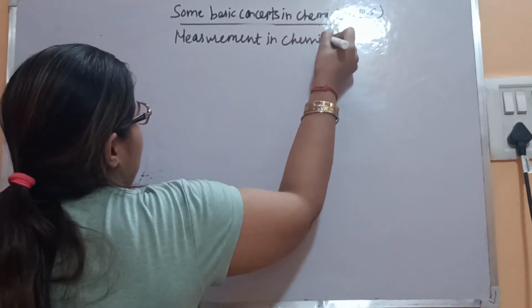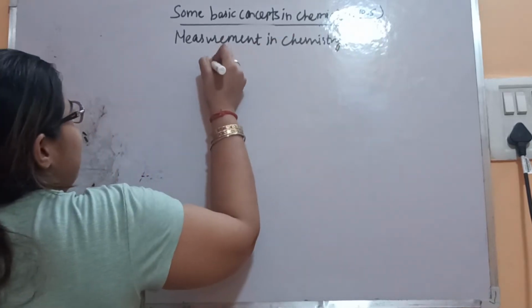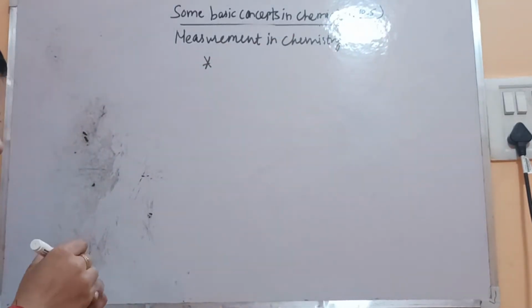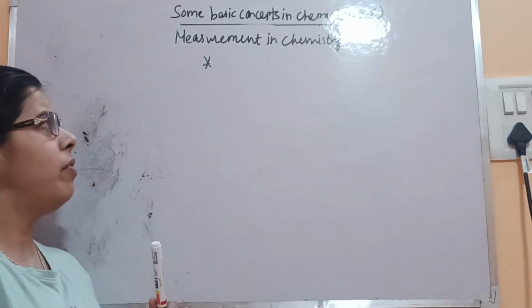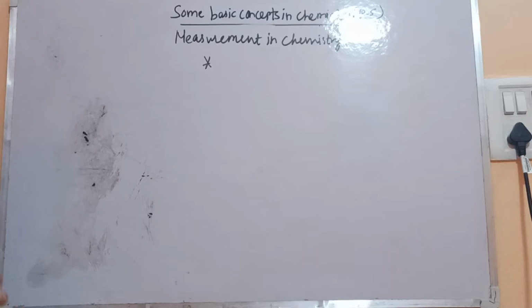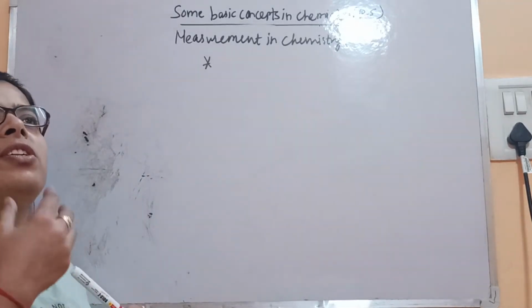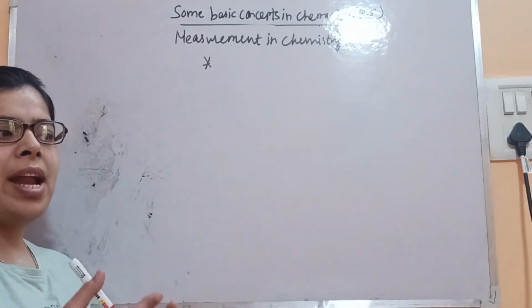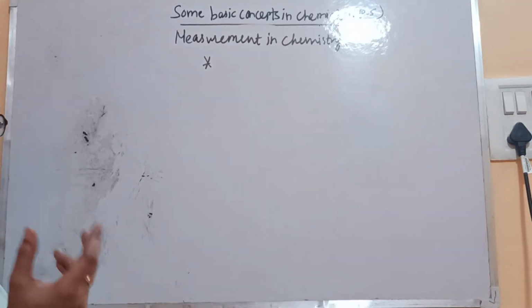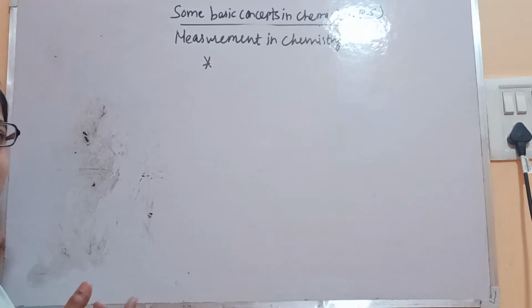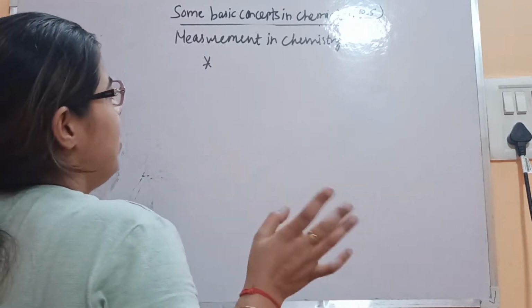So measurement in chemistry depends upon two factors, because while working in the laboratory we need to measure so many things, like the volume and the mass. For that, two things are required: whether we are reporting the exact result or doing something wrong, and what about the apparatus that we are using. So that's why measurement in chemistry is very important.